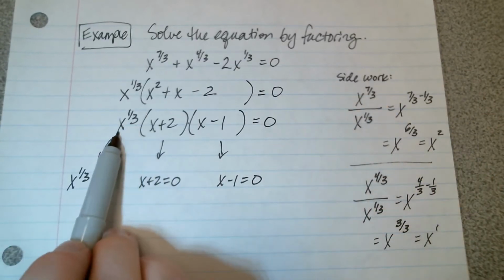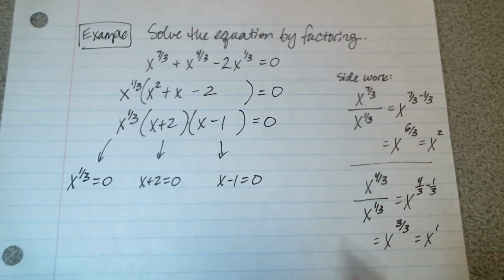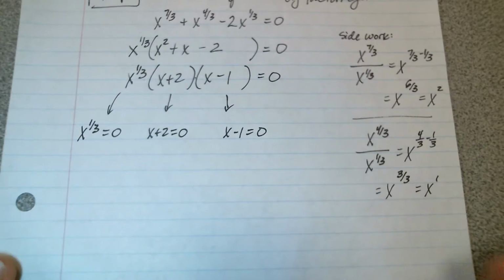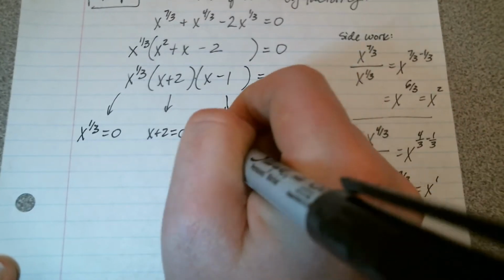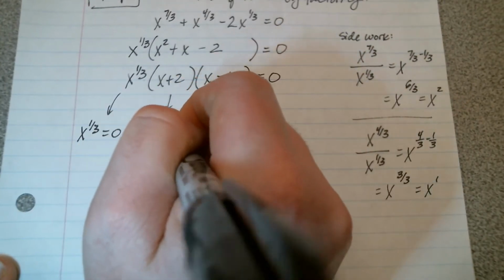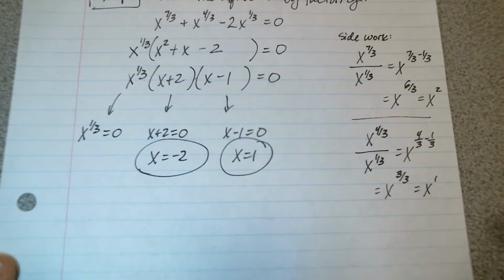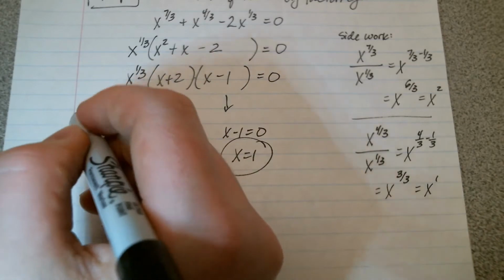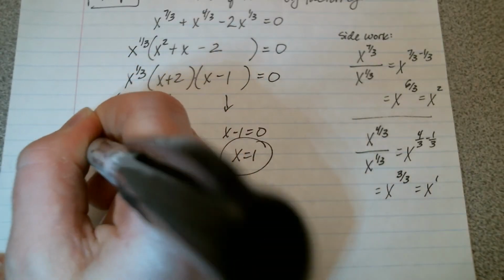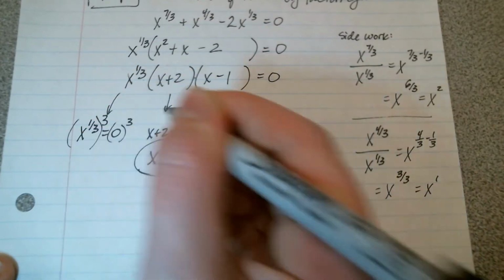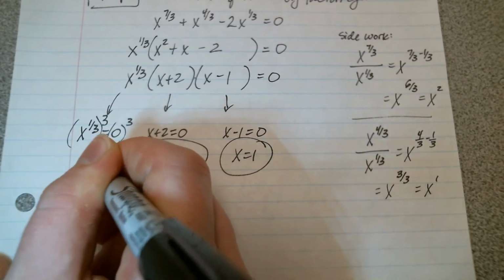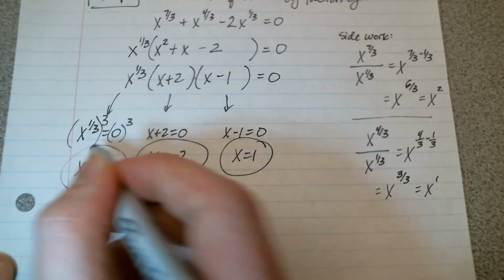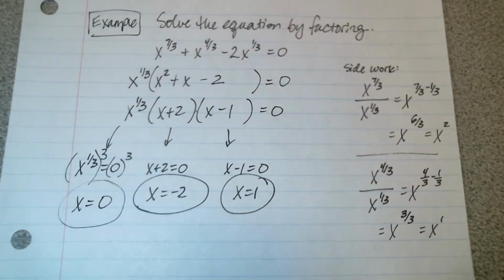Don't forget, this original factor right here, we have to set that equal to 0 as well. So we get some nice solutions here. To eliminate this exponent of 1/3, raise both sides to the power 3. And 0 cubed is 0. So this equation here has 3 solutions.